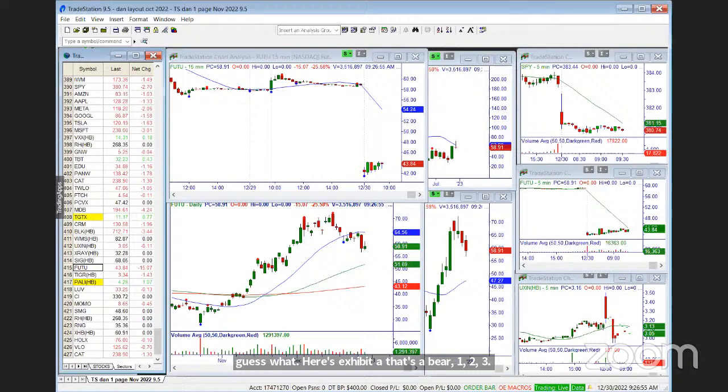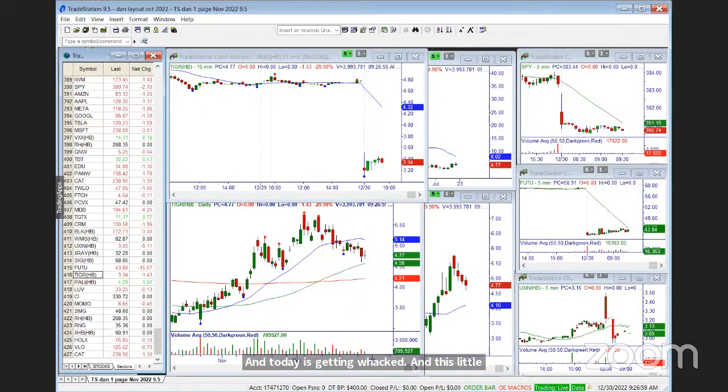And this little thing, Tiger, also similar competitive. Wow. Look at this 334 gapping. That's a carnage gap.